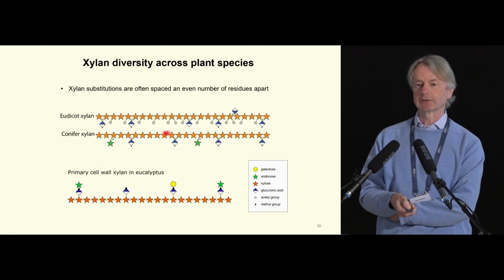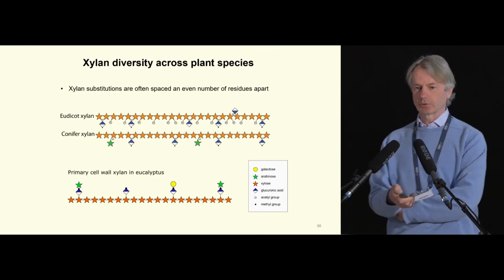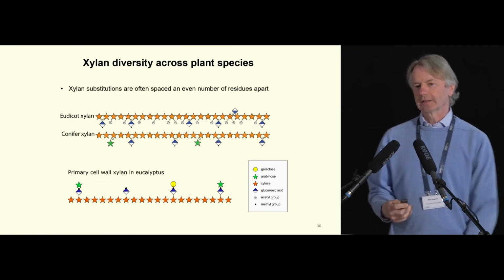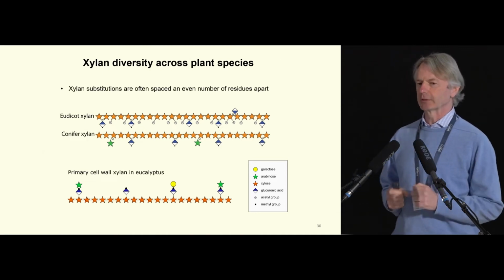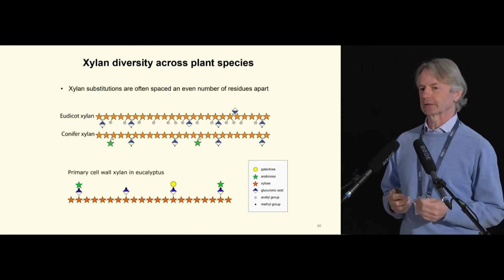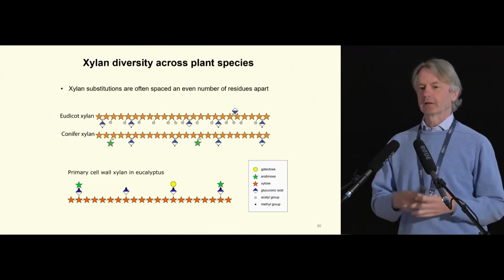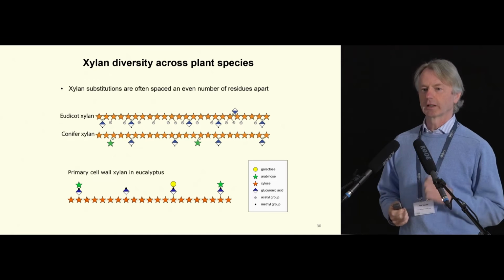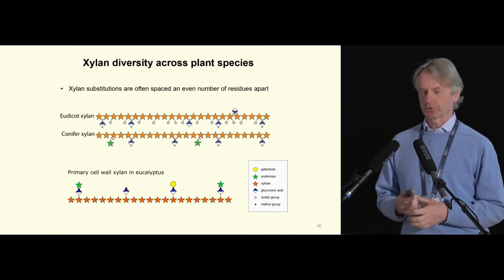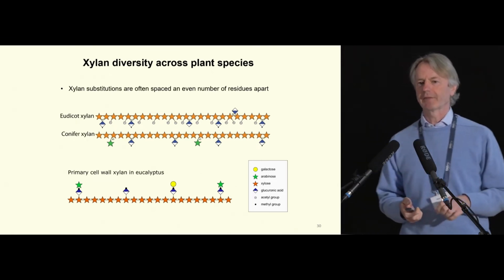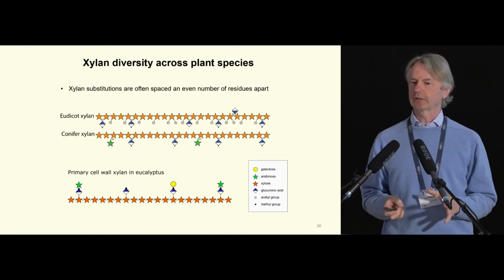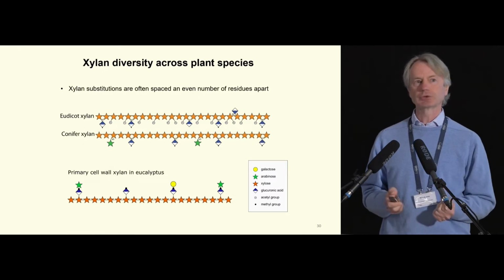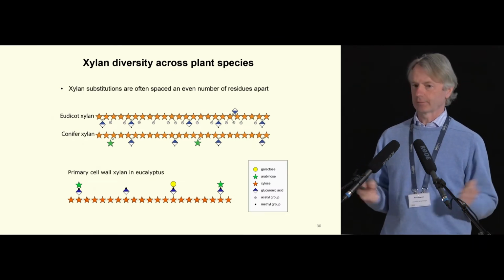Conifers have no acetylation, only arabinose and glucuronic acid. What we found is that there's a very specific arrangement of these sugar substitutions. It's not only that they are quite dispersed, but they are always, or nearly always, on even-spaced sugar residues. What do I mean by that? It means quite rarely you get adjacent substitutions. You do find them, but quite often they're 2 sugars apart, or 4 or 6 apart.